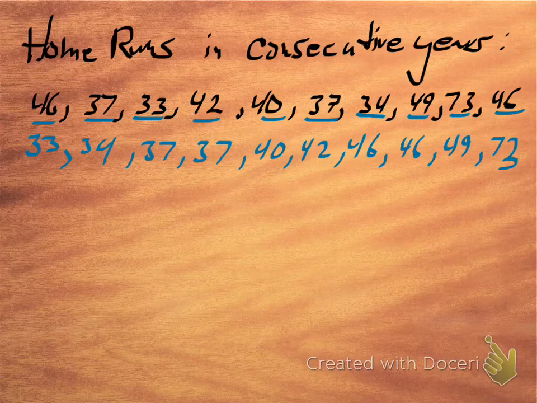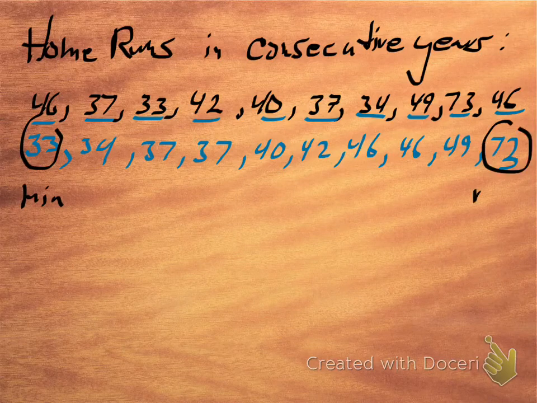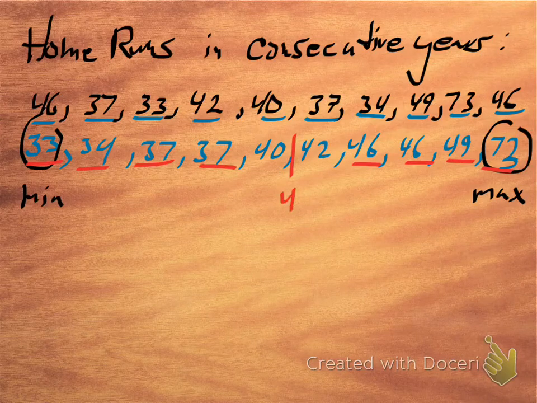Okay, so without spending a lot of time, there's my minimum. There is my maximum. For the median, let's go ahead and underline from the top and the bottom. We'll go all the way down until we get to the middle. The middle is right between 40 and 42. So that's 41 is going to be the median.